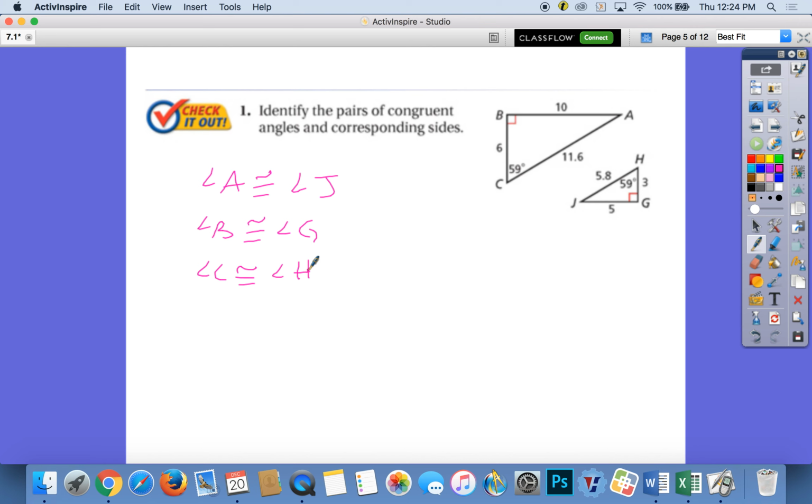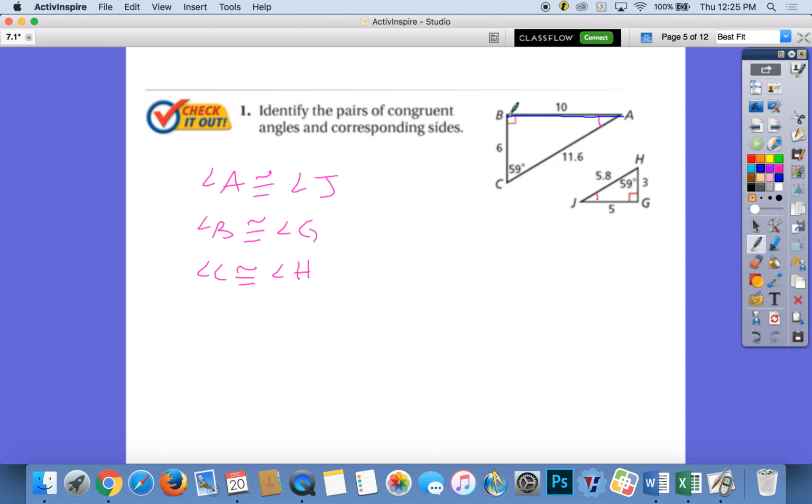So we went through and showed all the angles are congruent. Because this is 59 and this is 90, this is 59 and 90, these two have to be congruent as well. And then let's go through and show that all the sides are proportional.